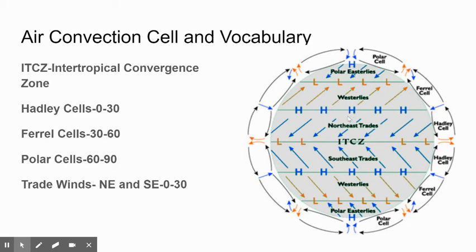Some more vocabulary: this is called the intertropical convergence zone. Intertropical means it's next to the equator. Convergence zone is where the north and the south meet, converge. This is called a Hadley cell from 0 to 30, a Ferrel cell from 30 to 60, and a polar cell from 60 to 90. This vocabulary, if you draw a picture, would possibly be the best way to remember these things.